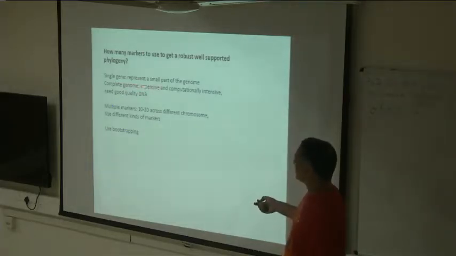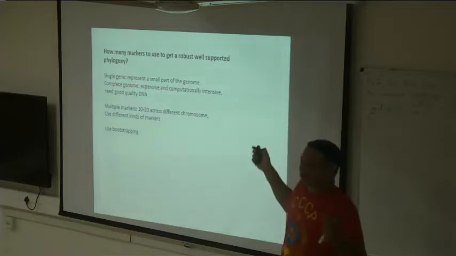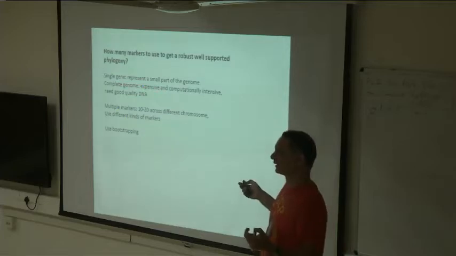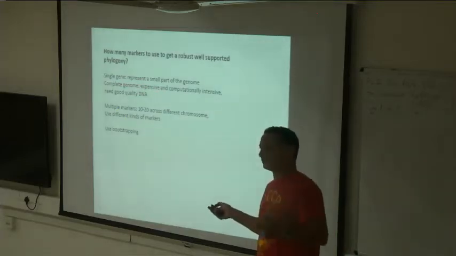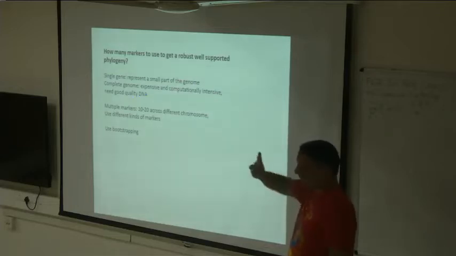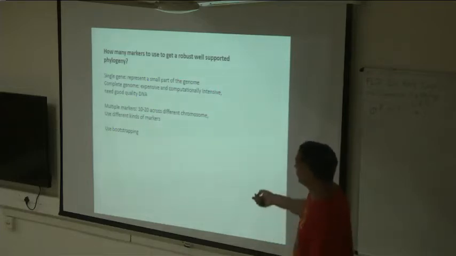Complete genome would be the ideal situation, but it's an overkill. Getting the complete genome and trying to build phylogeny, you'll have to go through and get rid of all the repetitive elements and all that. It's just such a pain to do that. So it's computationally also very intensive.